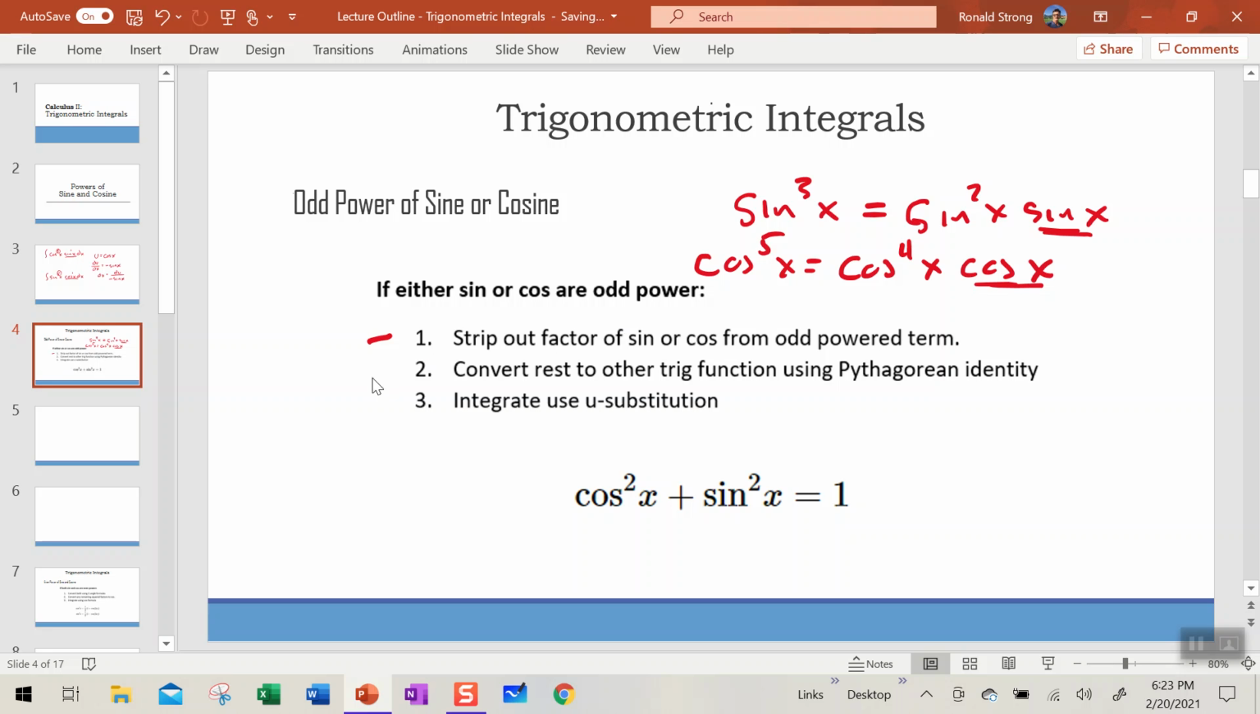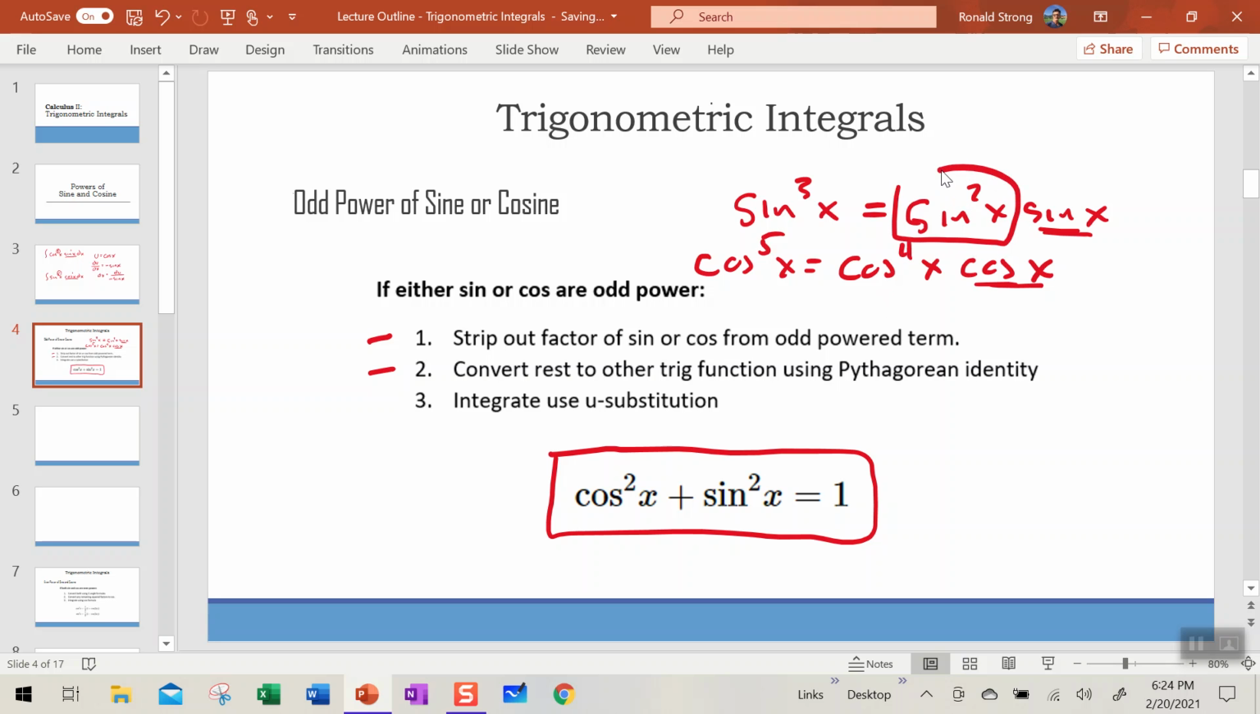All right, the second thing we want to do is convert the rest of the trig functions using the Pythagorean identity. So this Pythagorean identity, which you learned in trigonometry or pre-calculus, is going to be very useful when we're doing trigonometric integrals. And so what step number 2 is saying is we are going to take this term right here, sine squared x, and we're going to convert it into cosines using this identity. We're going to take the cosine to the fourth x and convert it into sines using this trig identity.